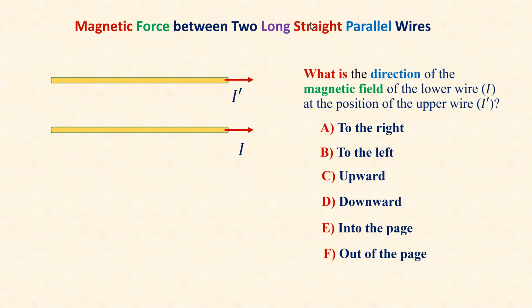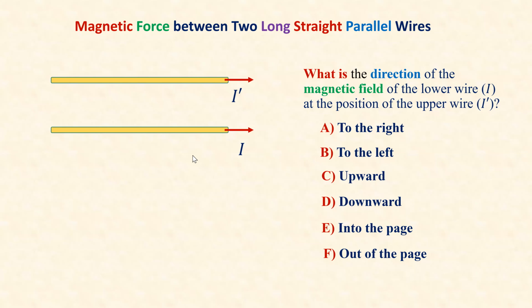The ones who say, okay, because the current is going to the right, the field is to the right, they're not paying any attention to what we are saying. All right, so forget about those. The answer, out of the page, is correct because of the right-hand rule.